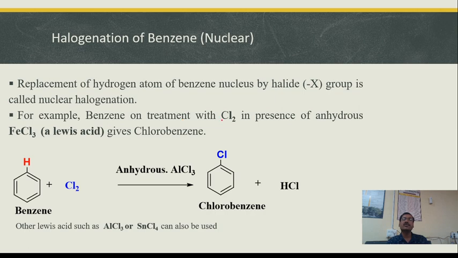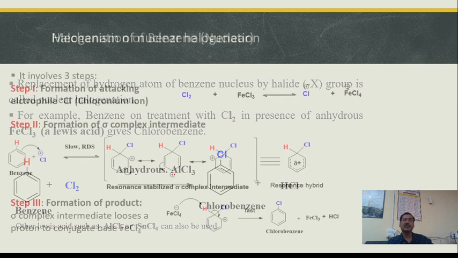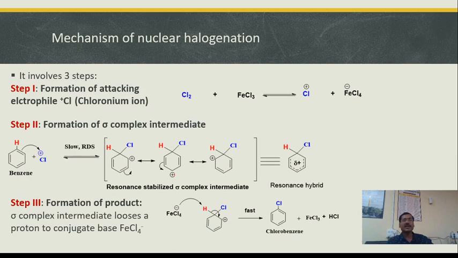So benzene on treatment with molecular chlorine in presence of anhydrous FeCl3, which is a Lewis acid, gives chlorobenzene. You can use AlCl3 or SnCl4, which are other Lewis acids, but there is again a typo here, it should be FeCl3, not AlCl3. So usually FeCl3 is very commonly used because FeCl3 is a reasonably less expensive reagent than AlCl3.